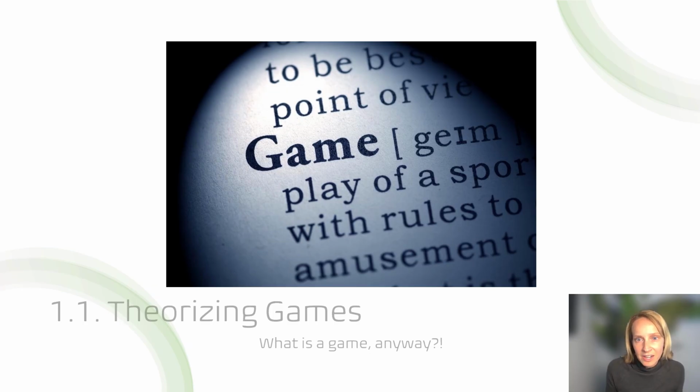Other definitions say that a game is a rule-based formal system with variable and quantifiable outcomes, where different outcomes are assigned different values, where a player is trying to change the outcome, and the player feels attached to the outcome, and consequences are often negotiable or optional, or not necessarily in Candyland, but you have that a lot of times with trying to figure out what you're going to do next to win the game.